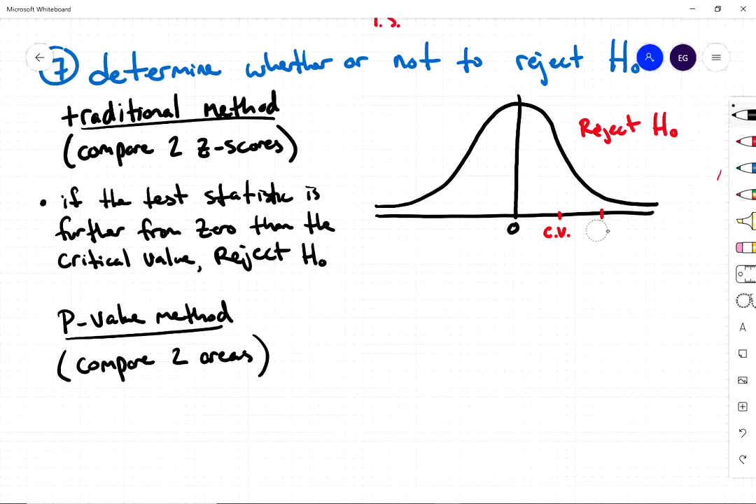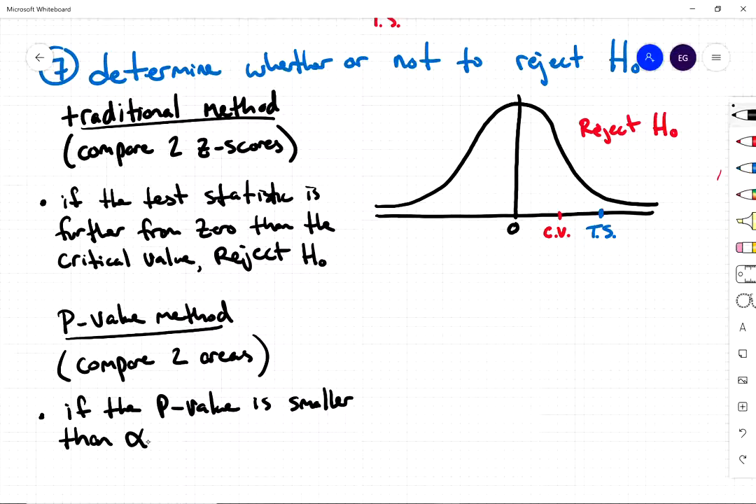Let me make the test statistic a different color. I'm going to make it blue. Test statistic is over there. Okay, so with the p-value method, if the p-value, remember that's an area, is smaller than the level of significance of the test, which is alpha, that's given in the problem. If the p-value is smaller, reject the null hypothesis. Now let's look at this.